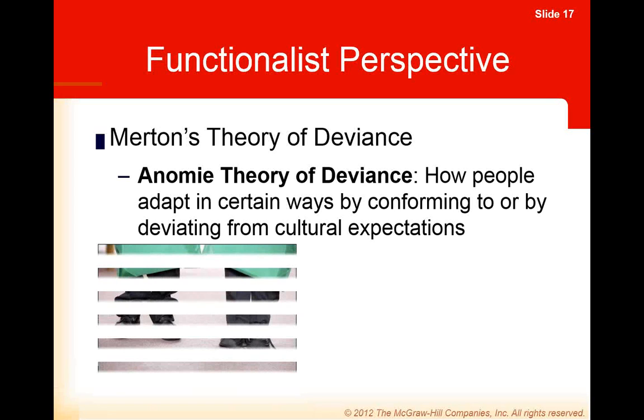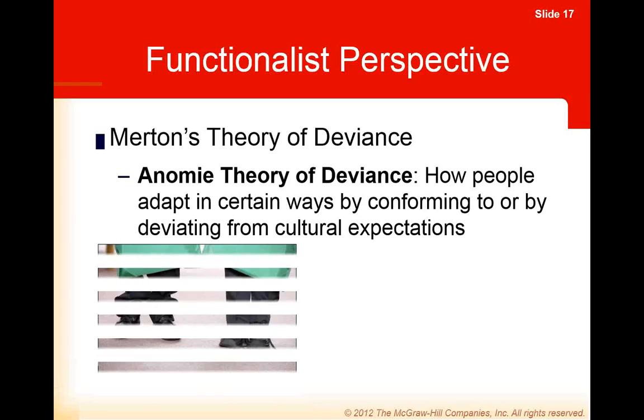Merton has his anomie theory of deviance, or strain theory of deviance. This is another functionalist approach. People adapt in certain ways by conforming to or by deviating from cultural expectations. Merton had this idea that there are acceptable goals in a society and acceptable means to achieve those goals. For example, in the United States of America, an acceptable goal is the accumulation of material wealth and possessions. It's called living the good life, right? And the acceptable means for achieving that goal are hard work and education.